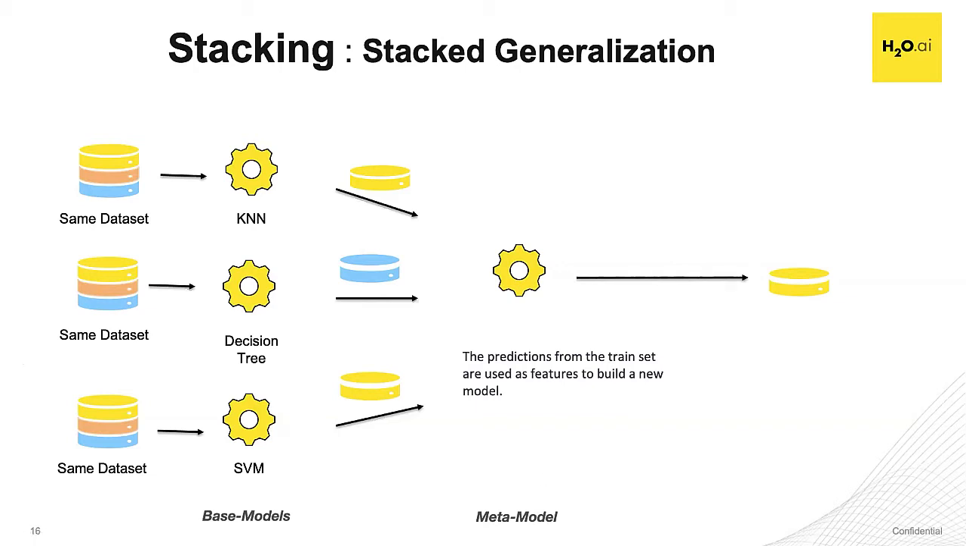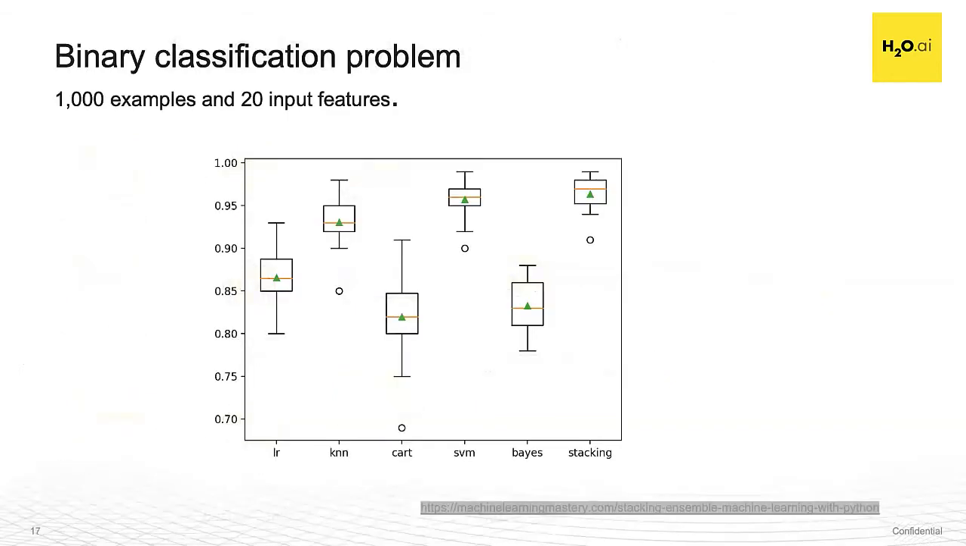How do they perform? So for instance, we have a binary classification problem, and we took some synthetic data of about 1,000 examples, and we had 20 input features. We used 5 models as our base models: logistic regression, KNN, CART, which stands for classification and regression trees, SVM, and Bayes. And this is the accuracy. And then we stacked all of them together, and you see the accuracy of the stacked model is the highest. So this was a stacking model.